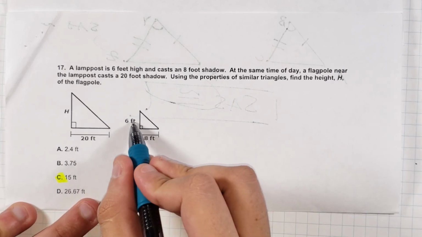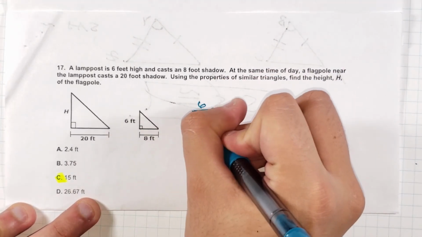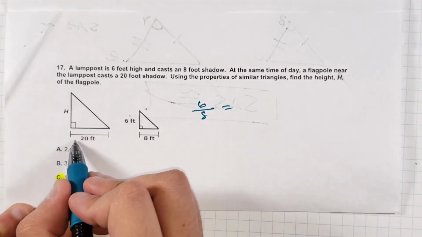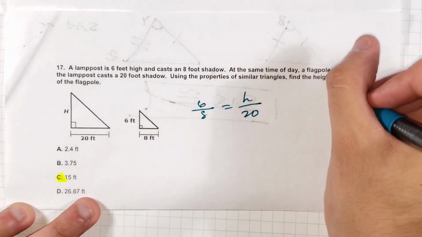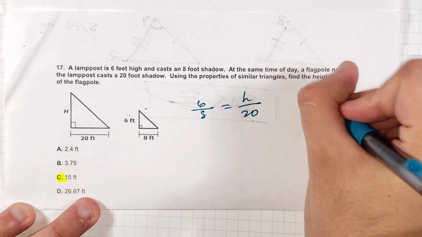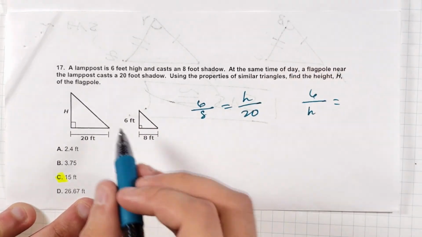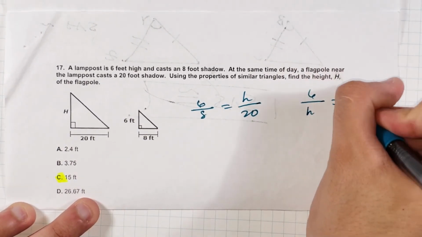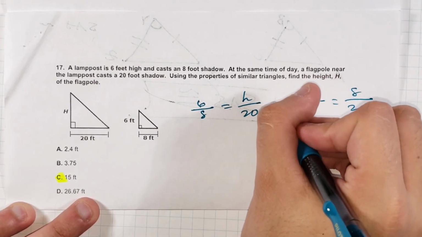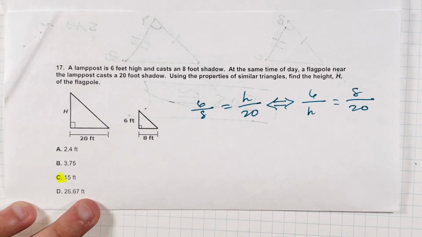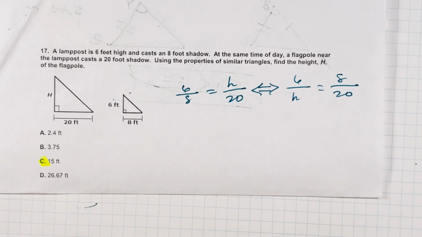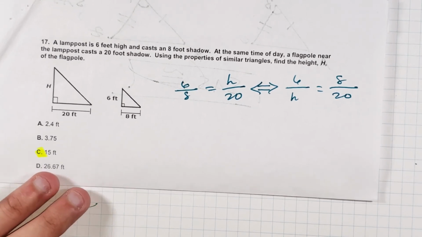You need to be consistent. So if you're going to do 6 over 8, you need to do that it's equal to h over 20, right? If you're going to set up a proportion that looks like this, 6 over h, you need to make it equal to 8 over 20. All right, these two are the same proportion. So whichever one you choose to do works, but you need to be consistent in which one and how you set it up. Okay, so try to remember that.